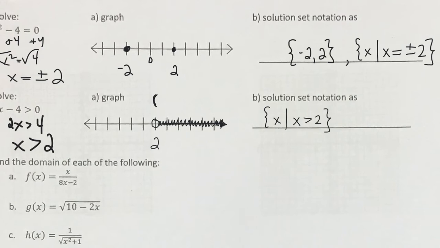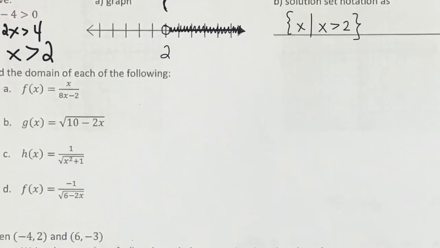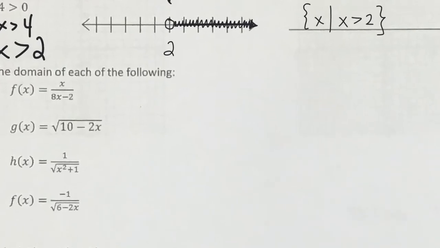Okay, so the next little section is all about finding domain. Hopefully you are more familiar with this now than you were 2 weeks ago. Right? There are only 2 things we need to worry about when we're finding domain. Anytime we have a rational function, the denominator can't be 0. So anytime you see an x in the denominator, like here, it can't be 0.